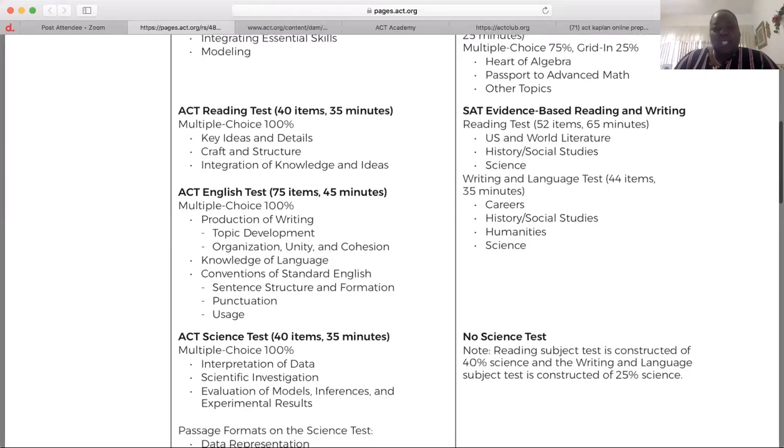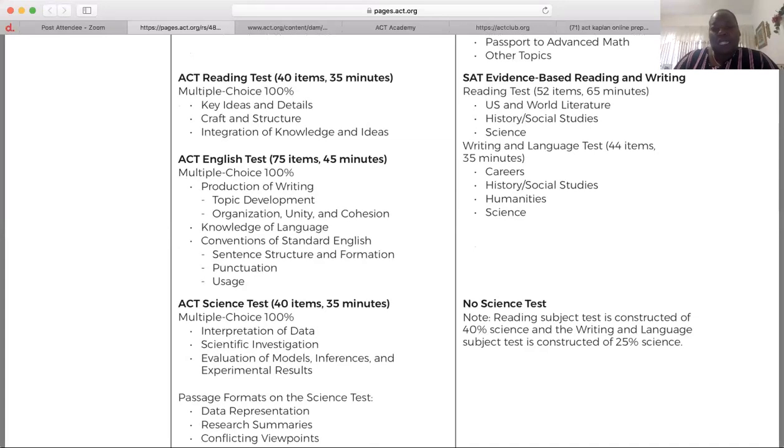The other section of the ACT, which is section 4, is the science test. You'll get 40 questions, 35 minutes. We always have students saying, well, I'm not a science student or I'm not a STEM student, so I don't think the ACT is right for me. So today we want you to know that ACT is for STEM and non-STEM students.